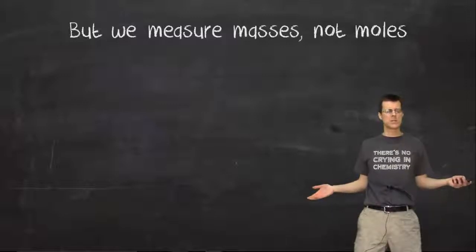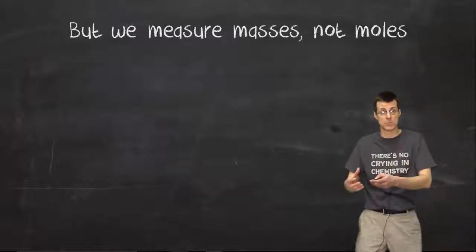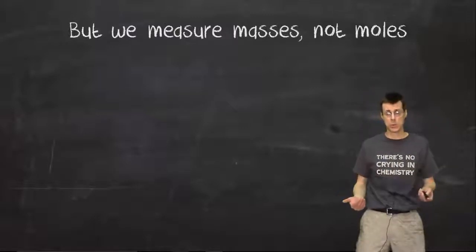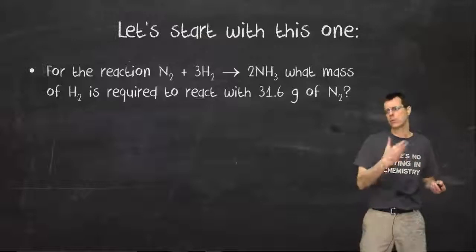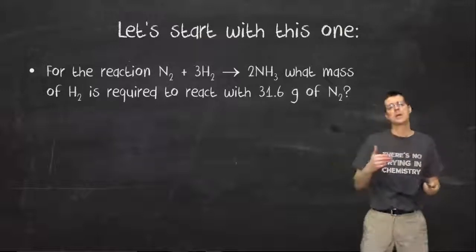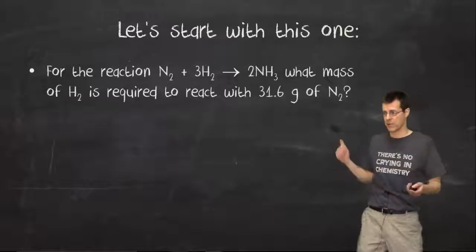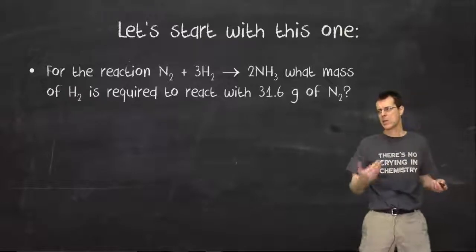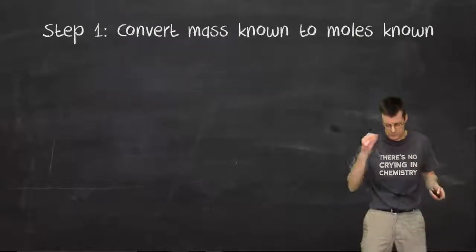Okay, but we said stoichiometry is mass relationships, and we don't actually count out numbers of moles. We calculate numbers of moles. So how do we do that? So we're going to take a reaction where we're going to know a certain amount of mass, and we're going to figure out a certain amount of mass. So we've got 31.6 grams of nitrogen, and we want to know how much hydrogen that's going to require. There's going to be 3 steps.